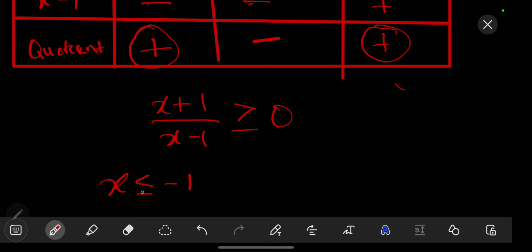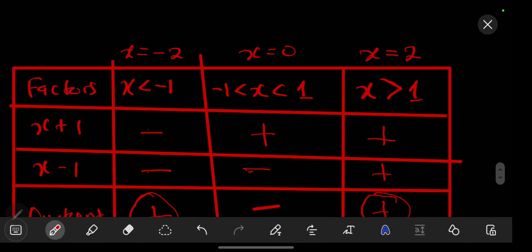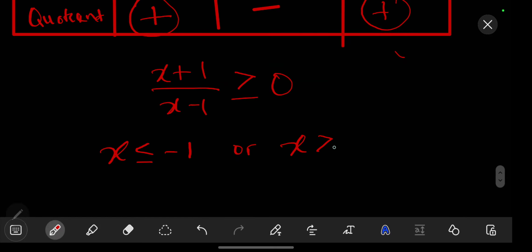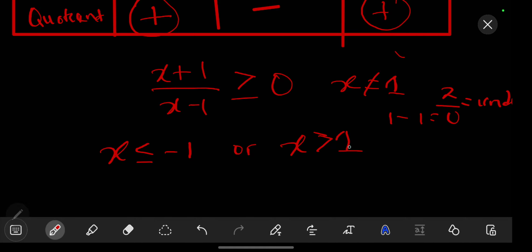So we are adding the less than or equal to -1 on this one, and say, or we have x for this other one, which is x is greater than 1. Now take note that we are just going to say our x value should be greater than 1. This is simply because, remember what I said, x cannot be equal to 1, because if x is equal to 1, we are going to have 1 minus 1 in the denominator, which is 0. And if the denominator is 0, then the expression is undefined. So therefore we are just going to say x is greater than 1, like that.